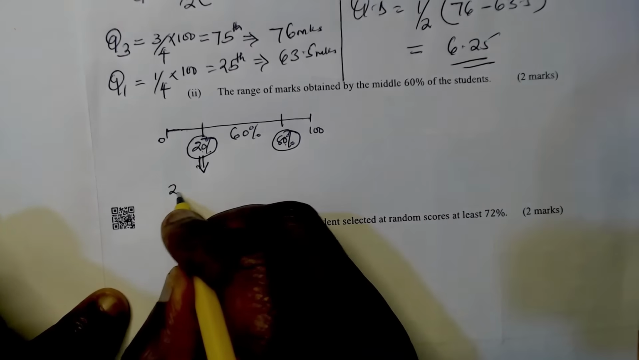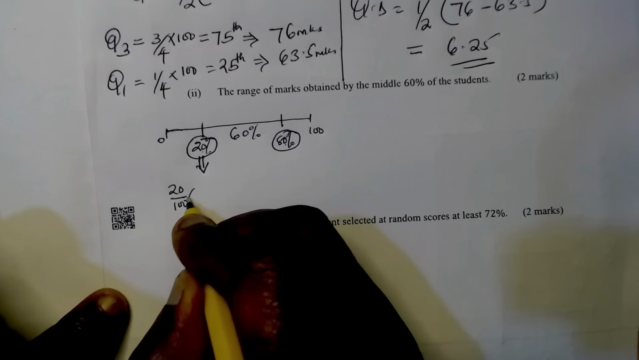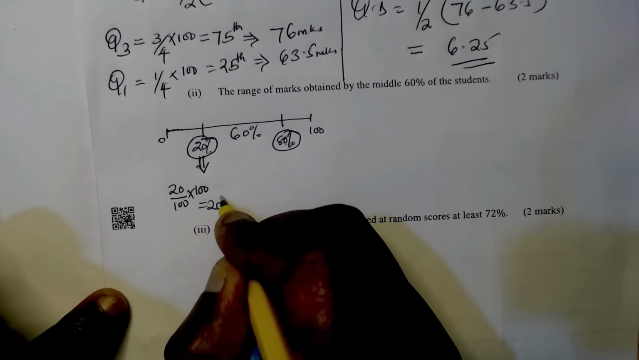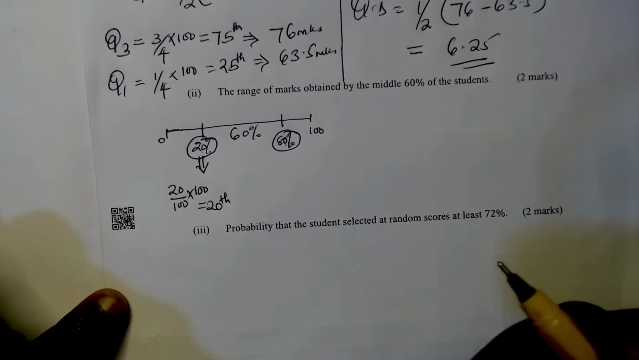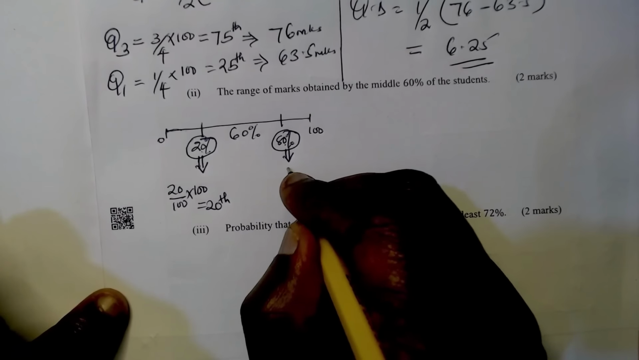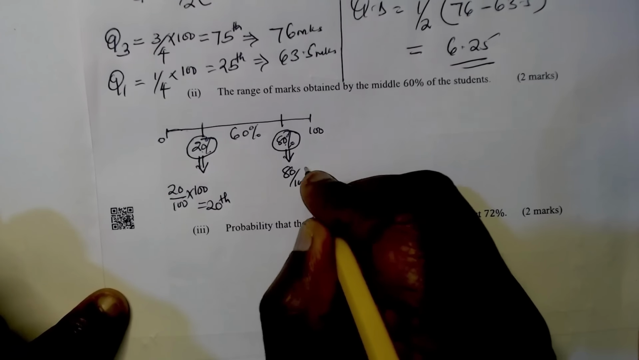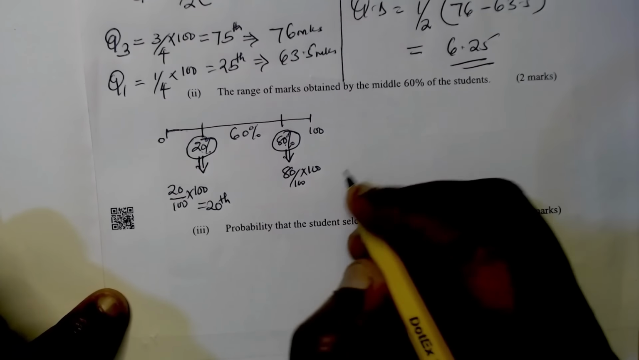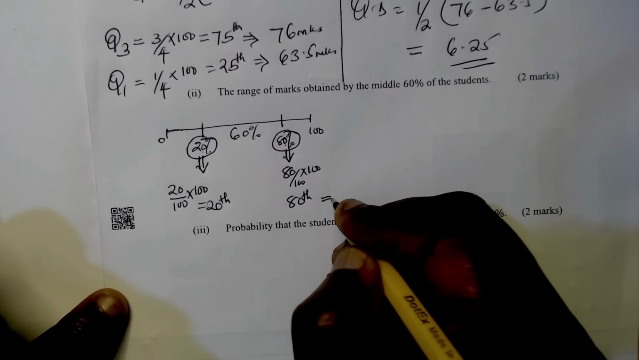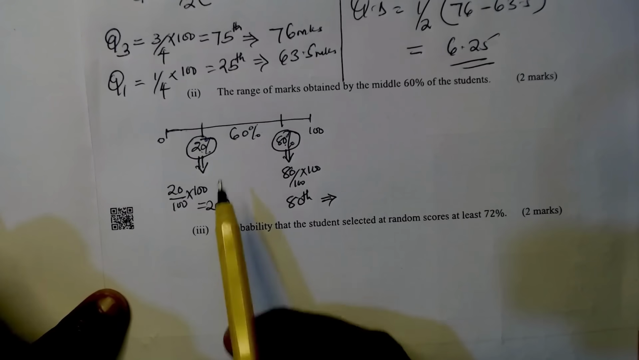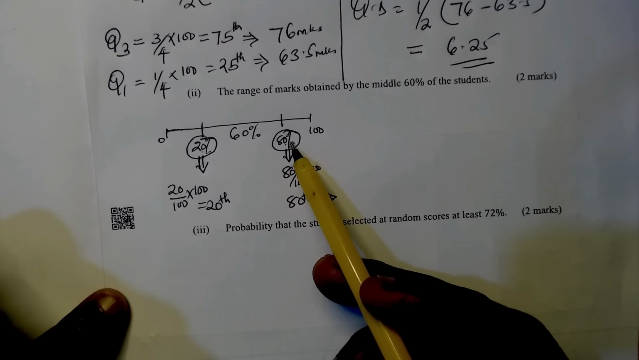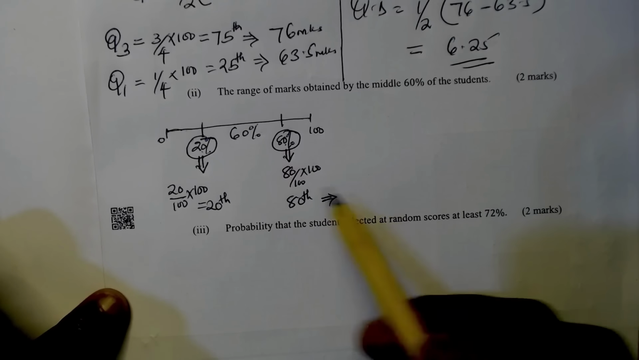Total 20%, that is 20 over 100 times the total number of students, which is 100. So here we are going to get the marks scored by the 20th student. And for the 80th percentile, this is 80%, 80 over 100 times the total number of students, 100. So we are going to read the 80th student. Once we get the mark scored by the 20th student and the mark scored by the 80th student, that will give us the range.